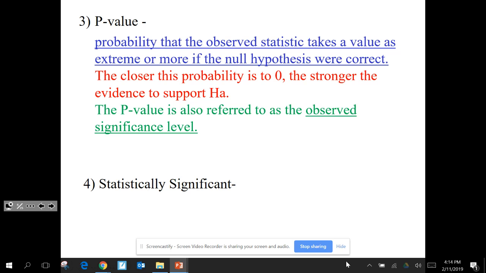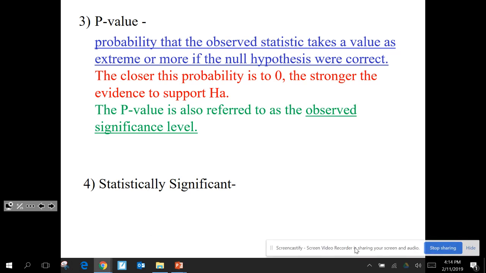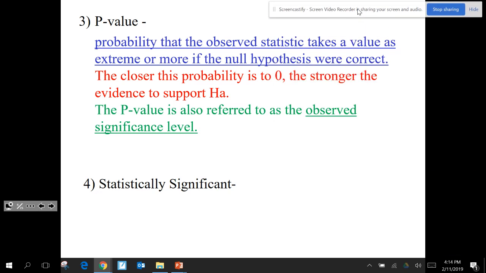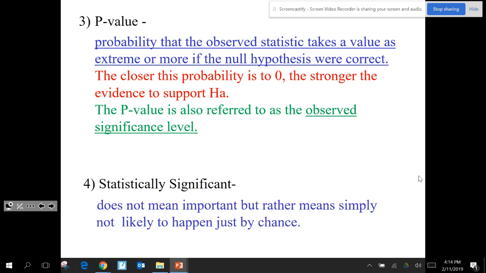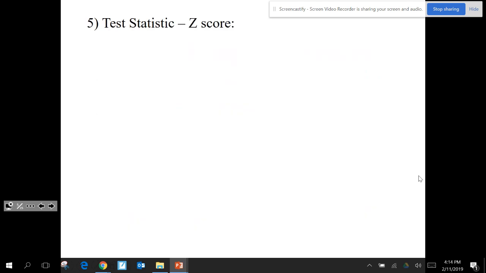Now, statistical significance. Let me move this just in case it's going to be covering something we need to see. What statistical significance means is that the result statistically has merit. However, it doesn't mean the results are necessarily important in a practical sense. It just means it was unlikely to have been chance for our result.